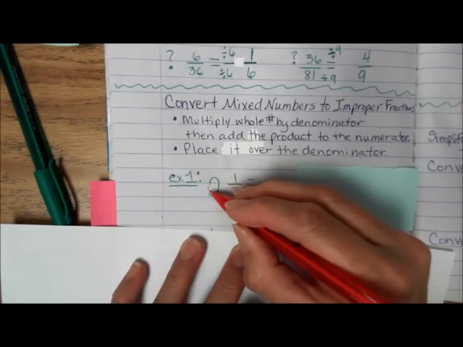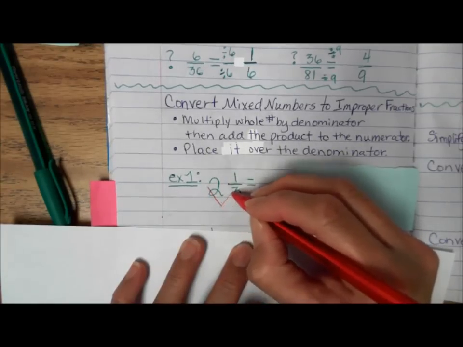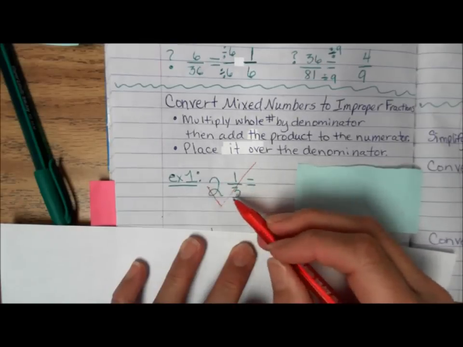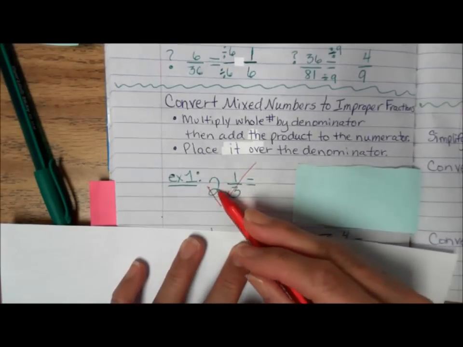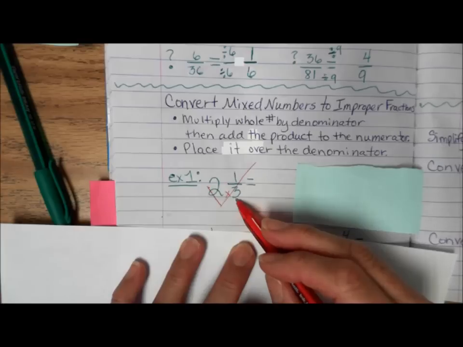I know I'm going to start with my whole number, go down, and I'm going to do 2 times 3, because my whole number times my denominator, which is 6.